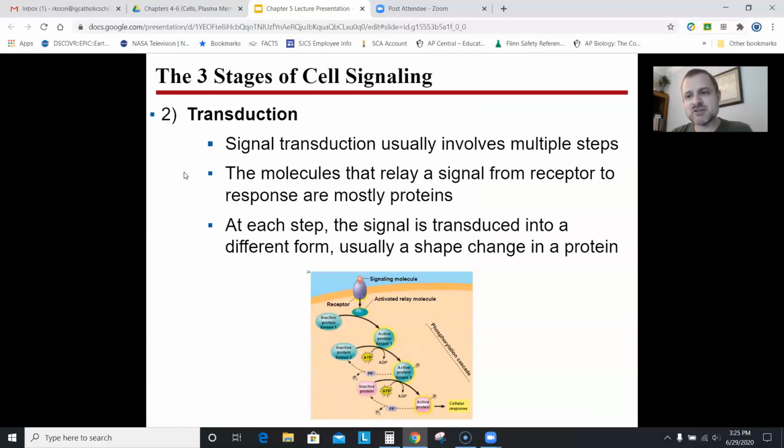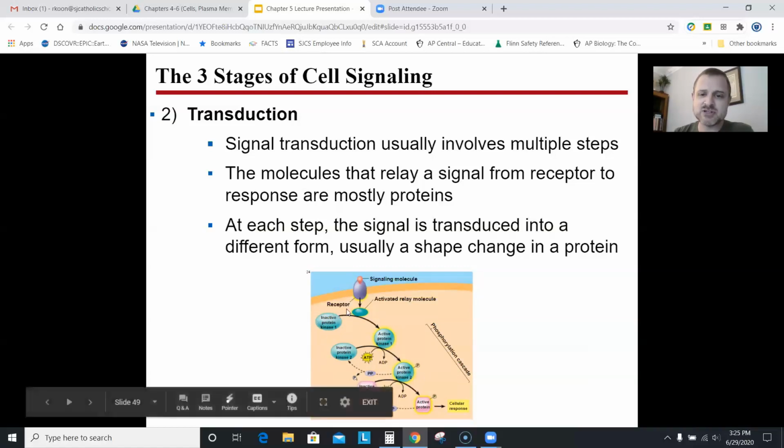So transduction, this is the second stage. The point here is that once you have that signal turned on, it can turn on lots of different cascade pathways, all right? So a tiny bit of hormone or a tiny bit of signaling molecule can have a huge effect on the cell. If you look at this diagram, I have the ligand, it bound to the receptor, and it turned on this cascade. And basically, you see this word kinase.